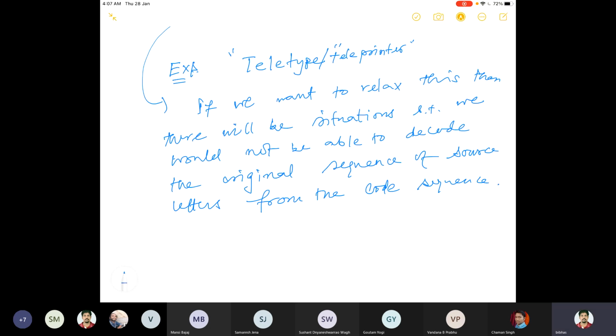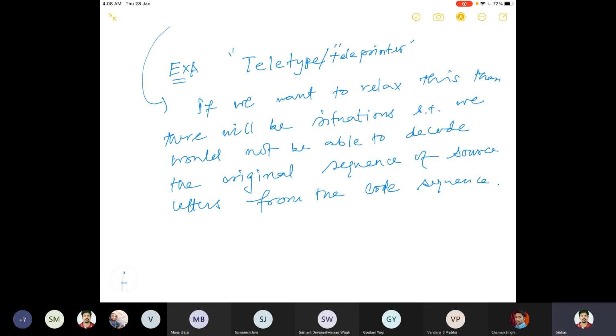Any question up to here? No. Okay. Now what we'll do is we'll try to show that we do not need to assign code words to all possible sequences of source letters of a fixed length like L here. In fact, it is enough to assign code words for a particular subset of sequences of source letters of length L.